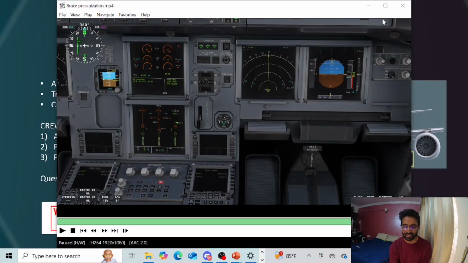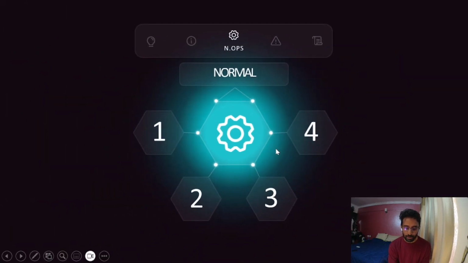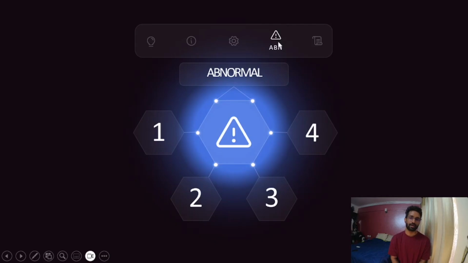So that is why in most cases you won't see this low pressure, because when the cargo doors keep opening, the yellow pump keeps running, and it's very unlikely that the aircraft will be sitting idle for so long that it loses its accumulator pressure. So I hope you are clear with all your normal operations. Now the last part we're going to talk about is abnormals. This will be done in the second part of this.